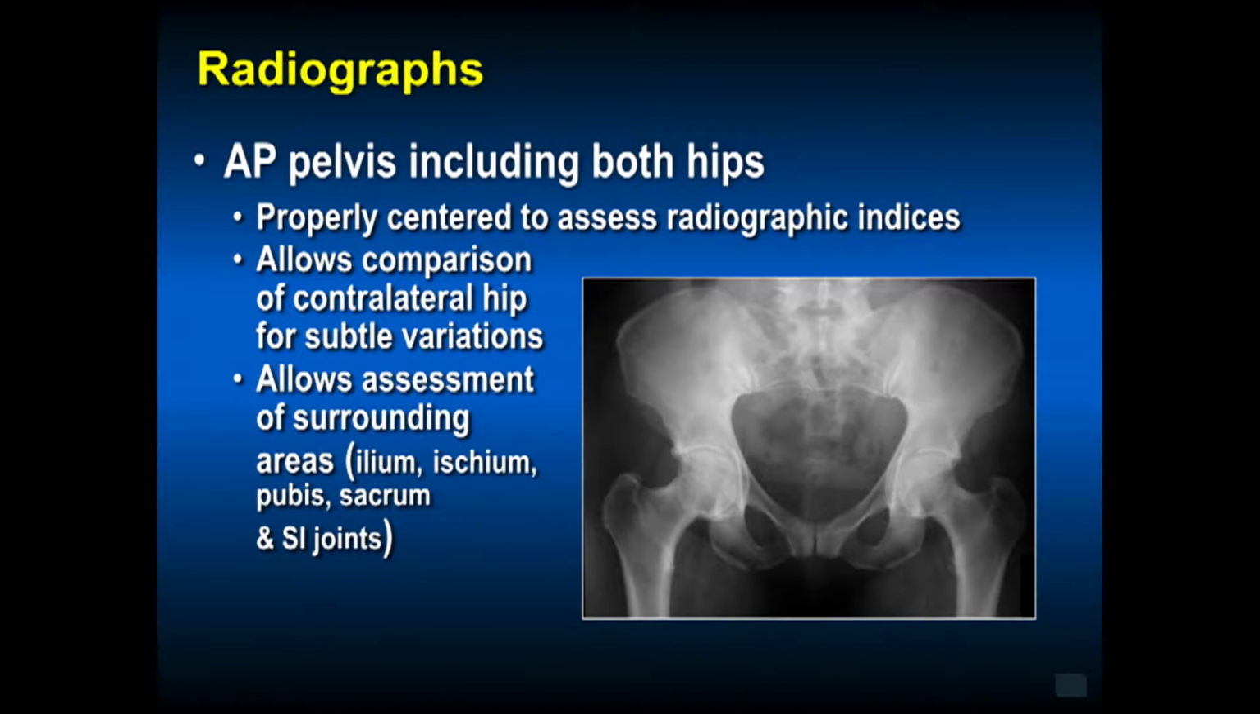Radiographs. The hip radiographs that you want to get are an AP pelvis, including both hips. You can look at symmetry, look at the SI joint, look at the pubic symphysis, and look at the acetabulum and the femoral head, properly centered to assess the radiographic indices. This allows comparison of the contralateral hip for subtle variations and also allows assessment of surrounding areas: the ilium, ischium, pubis, sacrum, and SI joints.